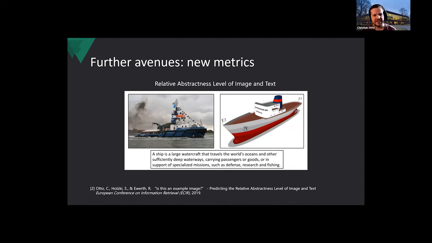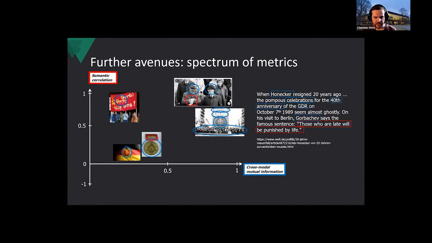Gullal is also working on that, but some work I did is I tried to predict the relative abstractness level of image and text, which was also something where we got indications from the existing research that this is something that is hidden in the categorizations of communication scientists. Then we are trying to reintroduce this spectrum of metrics. It is intuitive, but it is harder to do on point since, for example, the semantic correlation is a rather subjective task to determine: is it a very high semantic correlation or rather low, and how many intermediate levels are you going to assume? So this is something we are working on.